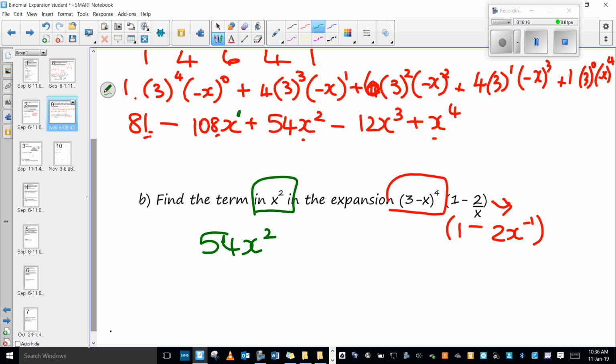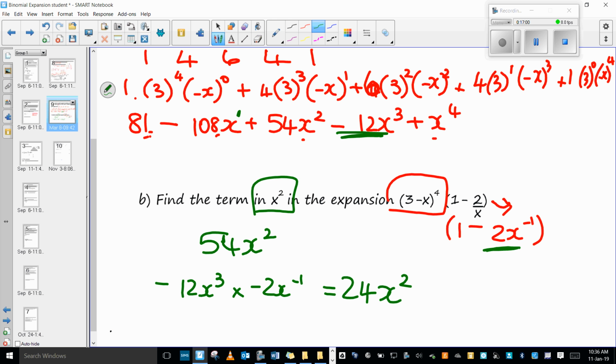So when we do this one multiplied by this, what happens? We get an x squared, yes? So all we need to do is multiply by this now. So we've got negative 12x cubed multiplied by negative 2x to the negative 1. Negative 12 multiplied by negative 2 gives us 24, and then x cubed multiplied by x to the negative 1 gives us x squared, hopefully, because that was why we chose it. You with me? Yeah.